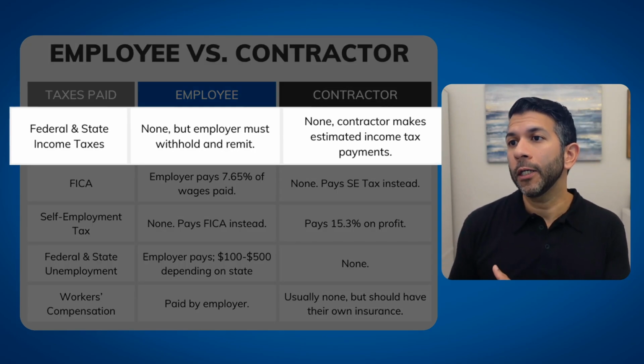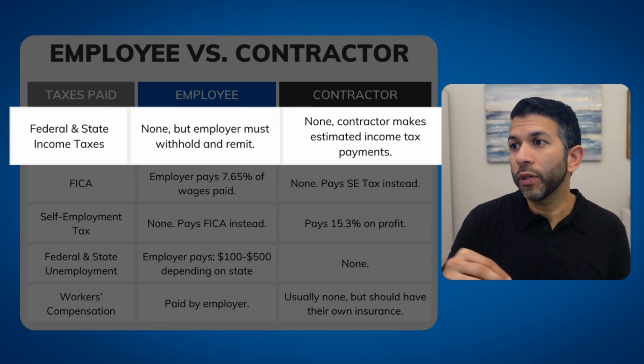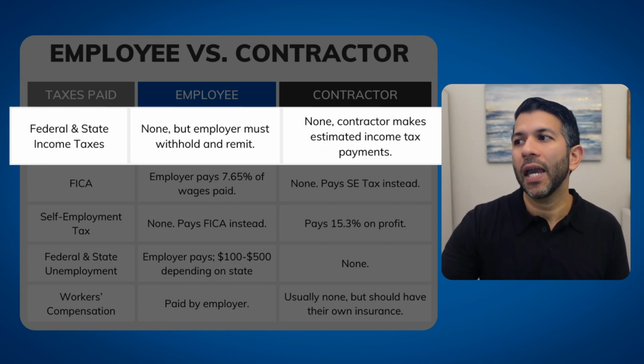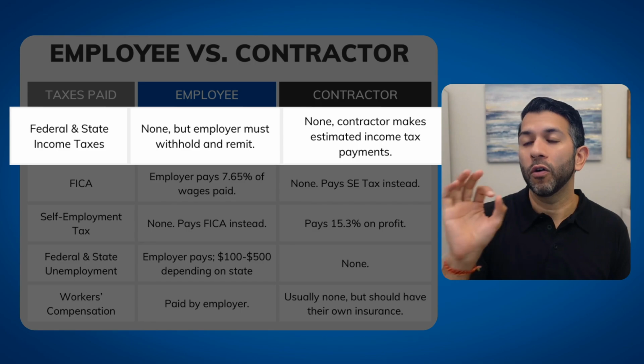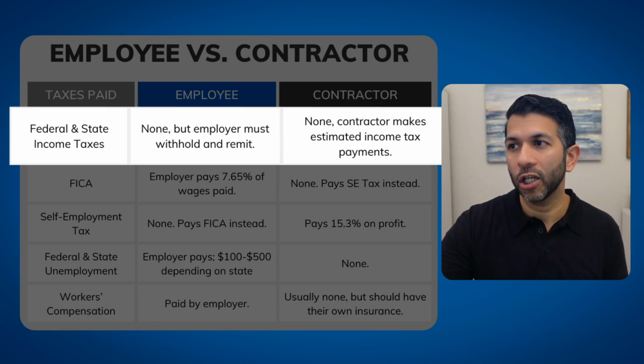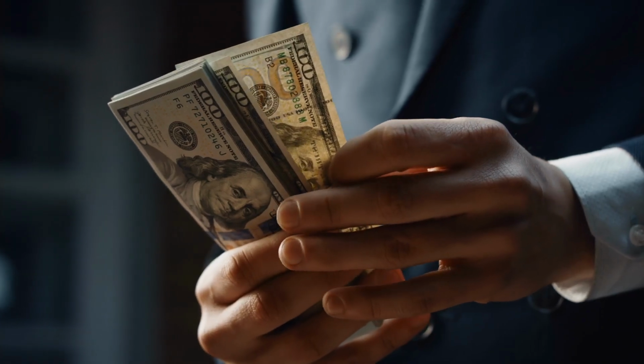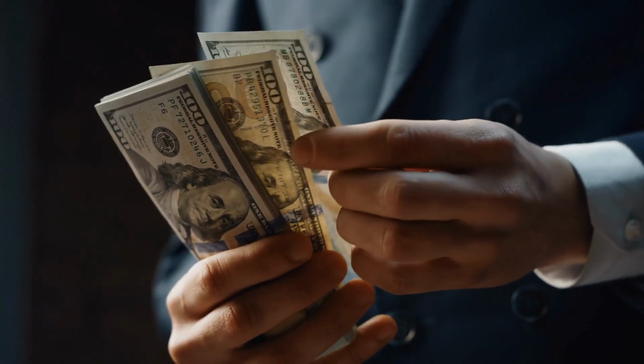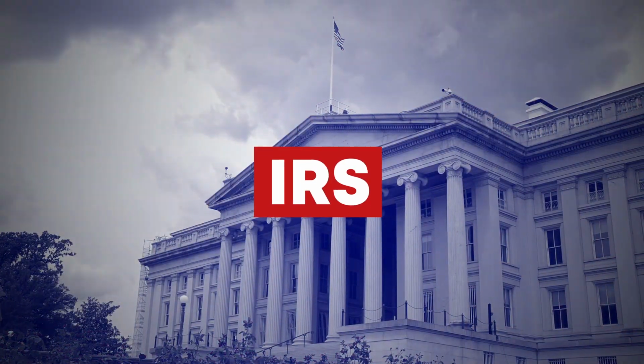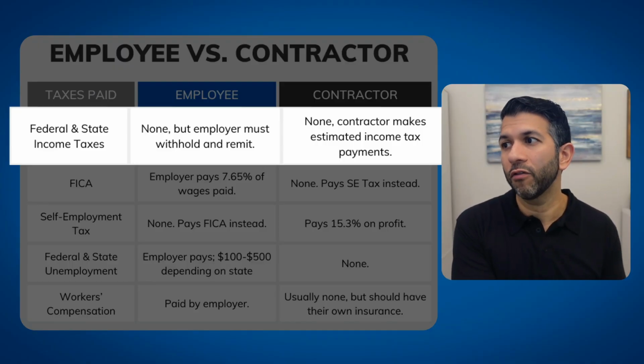If you're an employee, then you, the employer, you're not paying any taxes, okay? Specifically, you're not paying any income taxes. So what happens though is when you do pay that employee, you withhold income taxes from their paycheck, and you are required to remit those income taxes to the federal government, the IRS, and your local state government as well.